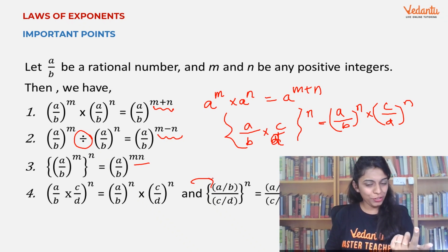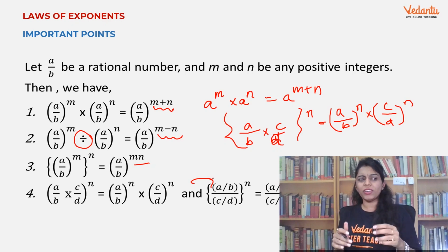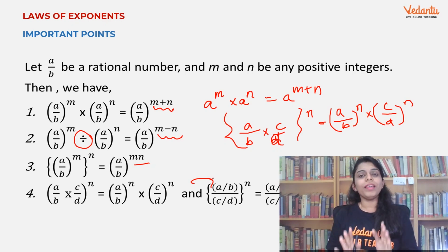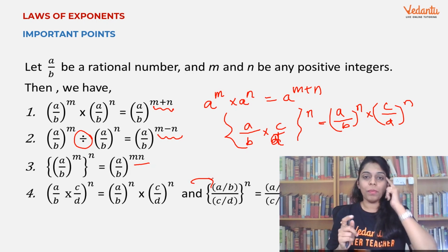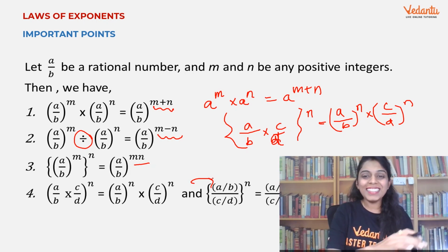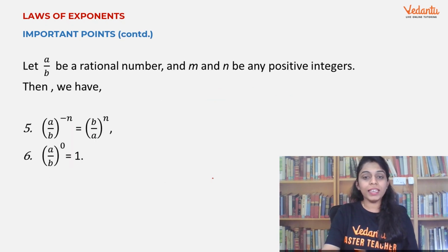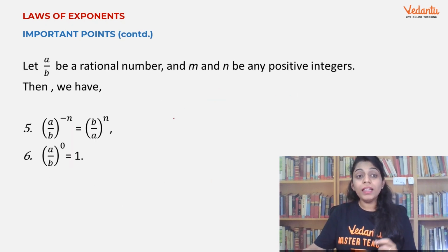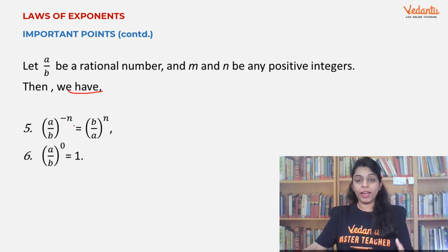Okay, are you getting confused, or are you thinking कि अरे यार ये कैसे याद होगा? Do not worry, we'll practice and it will get in your mind like this. Okay, like you remember your name. Okay, let's get started to the next thing, and next thing is, if a by b is a rational number and m and n be any positive integers, then we have what? A by b raised to the power minus n.